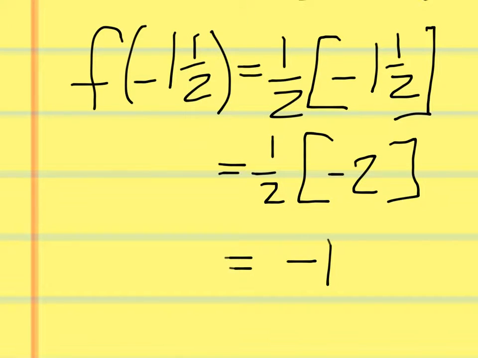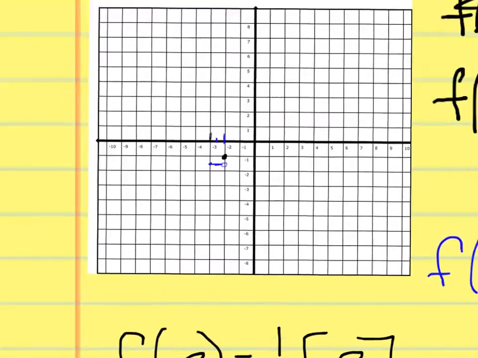So we put in a negative 1.5 and came back with negative 1. Negative 1.5 is right here and came back with negative 1. So it falls in right there. So this one's going to go to here, and you can't get anything.